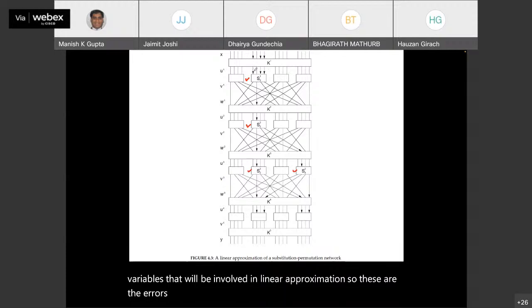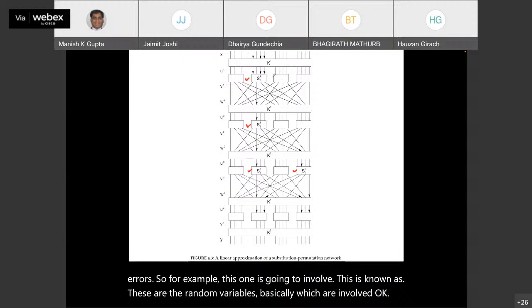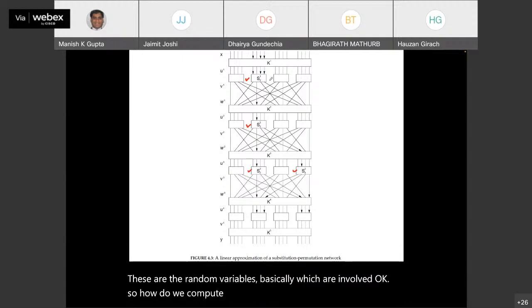So for example, this one is going to involve... these are the random variables basically which are involved. Okay. So how do we compute this? Let me show you.